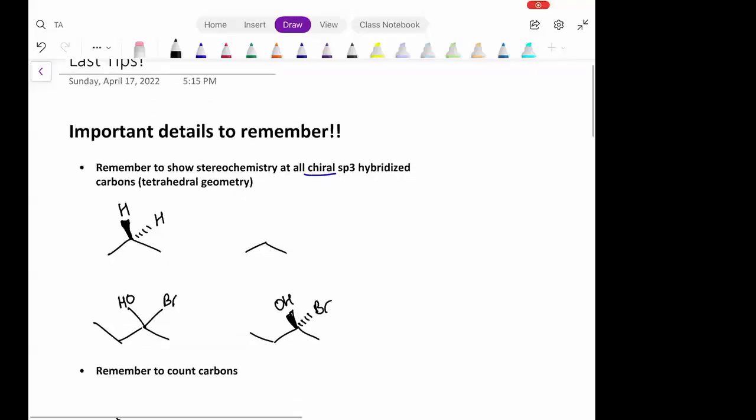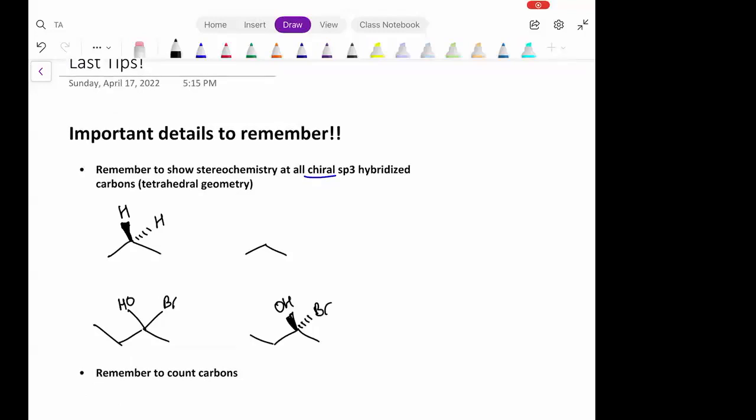So the first thing that I wanted to point out is to remember to show your stereochem at all chiral sp3 hybridized carbons. The reason for that is sp3 hybridized carbons have a tetrahedral geometry, remember, with the 109.5 degree bond angles. So that means there's some three-dimensional character to that molecule when it has tetrahedral geometry. So we want to make sure to show that, especially with chiral molecules.